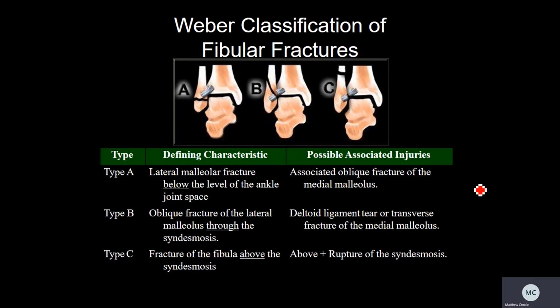Another classification system you may see is a fibular fracture classification system called the Weber system. The Weber system goes by type A, type B, type C. A type A is a lateral malleolar fracture below, or distal to, the ankle joint space. A type B is an oblique fracture of the lateral malleolus through the syndesmosis, or right at the joint space. Type C is above the joint space. Obviously, as you see from the slides, each one of those fractures has associated injuries that we need to watch out for.